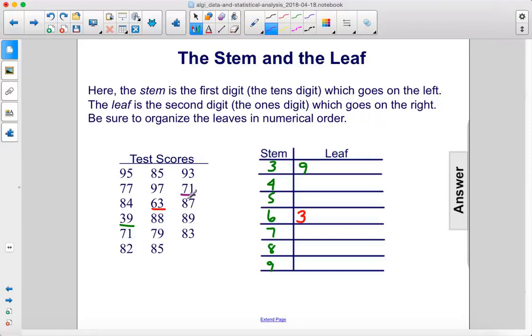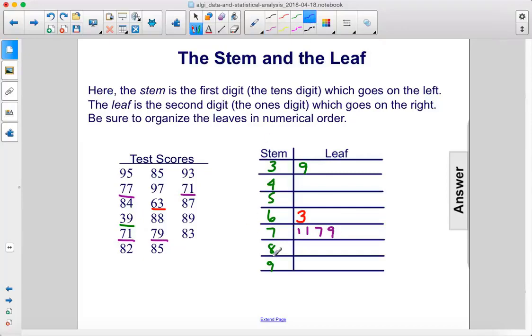For 7s, we have a 71, another 71, a 79, and a 77. So we'll go in order from least to greatest. So 71, then 71 again, then 77, and 79. See how I'm adding in the ones digit there.